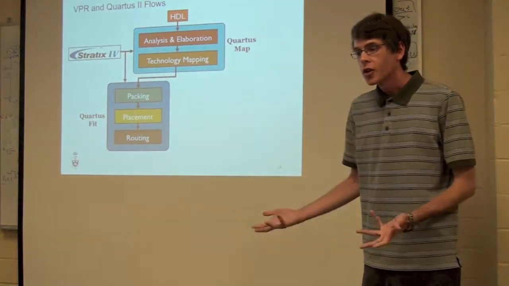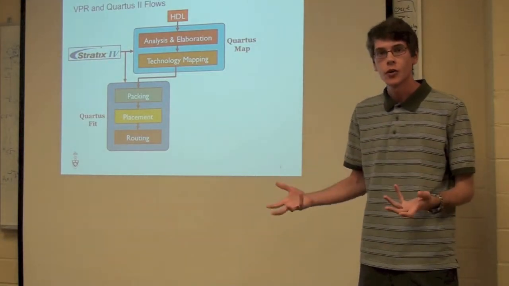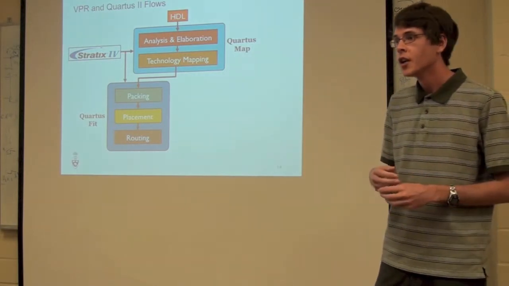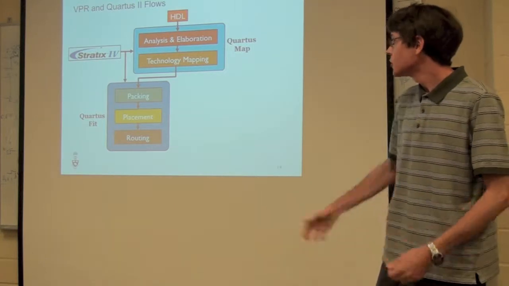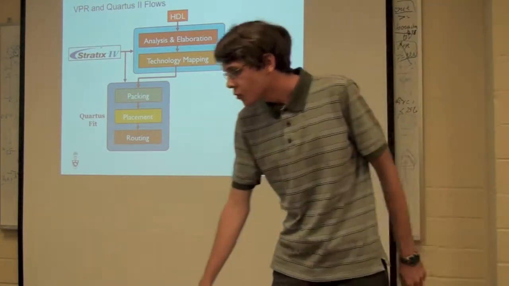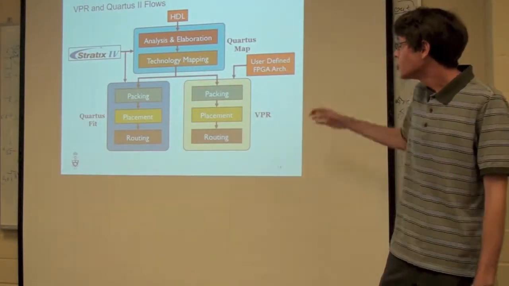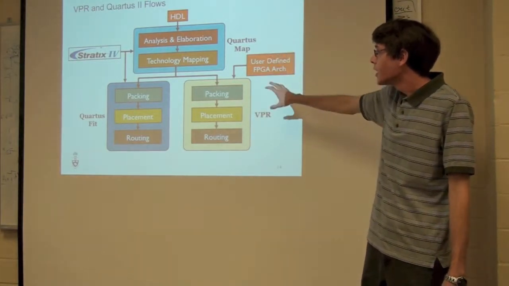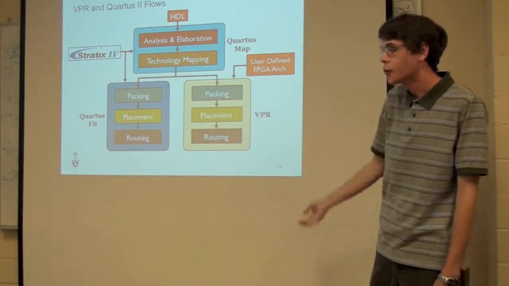So the next thing that we thought about doing was finding a way to compare VPR and Quartus II. Since we already share a large part of the CAD flow with Quartus, it would be interesting to see if we could find some way to compare them. What's shown here is the conventional Quartus flow. What we're going to do is add in our Titan flow and use Quartus map to do analysis, elaboration, and technology mapping, and then complete the design implementation in two different tools, one being Quartus and the other being VPR.